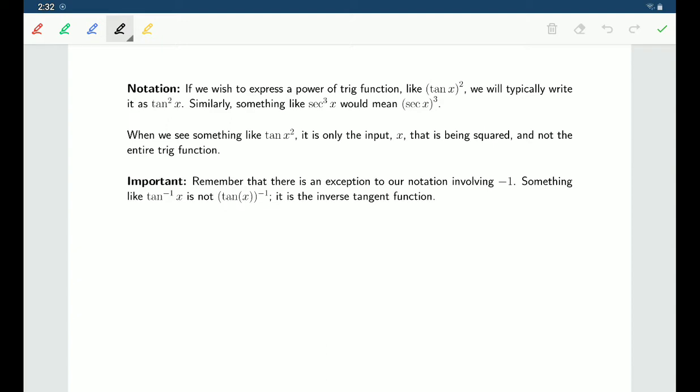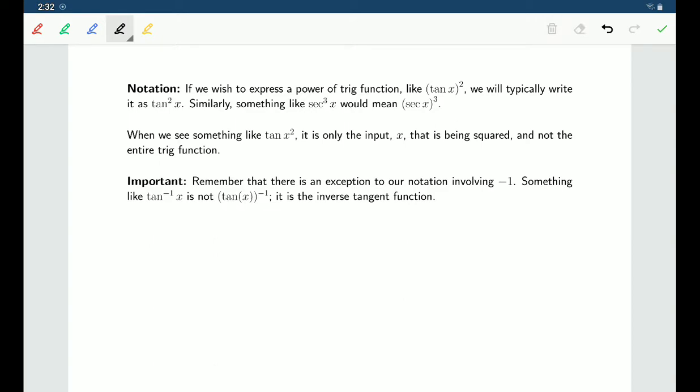Before we do, I just want to recap some notation that we talked about back in Chapter 7. If we're talking about powers of a trig function, if we wanted to square tangent of x, so tangent of x, the whole thing squared, the way that we would normally write that would be to put the square right next to the tangent function. We would write it as tangent squared of x. And then same thing with any other power. So something like secant cubed x, what that really means is secant of x, the entire function being cubed.